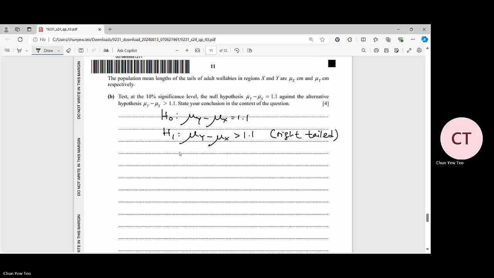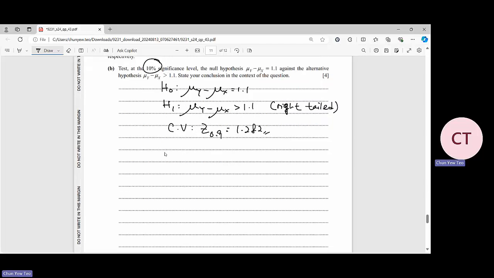Okay, so now what we need to do is find the critical value. So the critical value, it will be a 10% significance level. Since it's only right tail, not two tail, we don't need to divide the alpha by 2. So this one is 0.9. Use the formula booklet. You can get this one as 1.282.